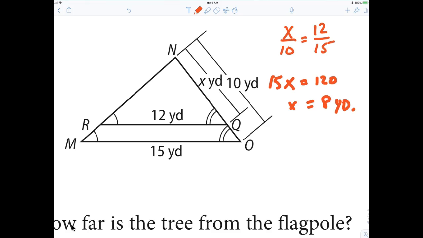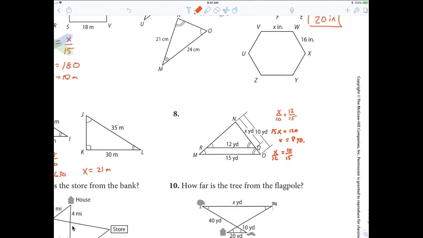Does that make sense? Now, sometimes I personally like it like this. I like x over 12 is equal to 10 over 15. You see why that works? Because x represents the right side and 12 represents the what? The base. Right side to base. 10 is the right side, 15 is the base. Feel good about that? Make sense? All right, so that's a good setup there.